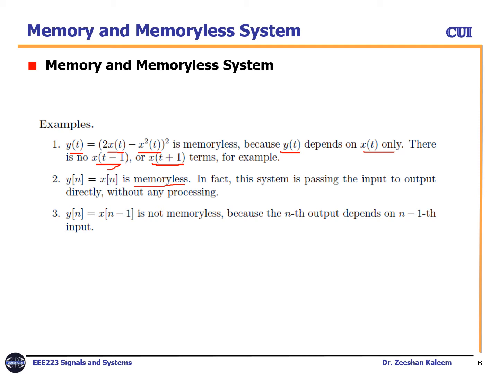Here, example 3 discusses that the system is not memoryless because of x[n minus 1], because the nth output depends on the n minus 1th input, so it is not memoryless. It means that there was a previous value on which the output depends, so it is not a memoryless system. The first two examples deal with memoryless systems and the last one deals with a system that is not memoryless.